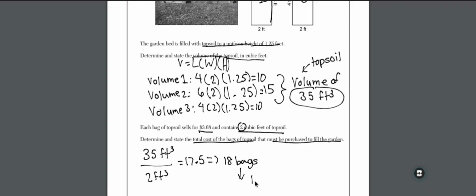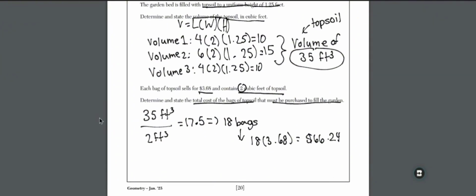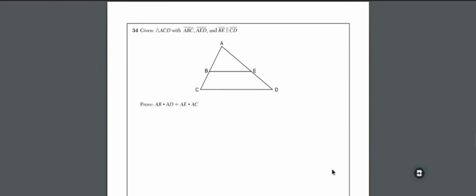Now, I'm going to take these 18 bags and multiply them by $3.68 to find the total cost of $66.24. So for 18 bags of topsoil, it will cost $66.24. Okay? Question number 34.